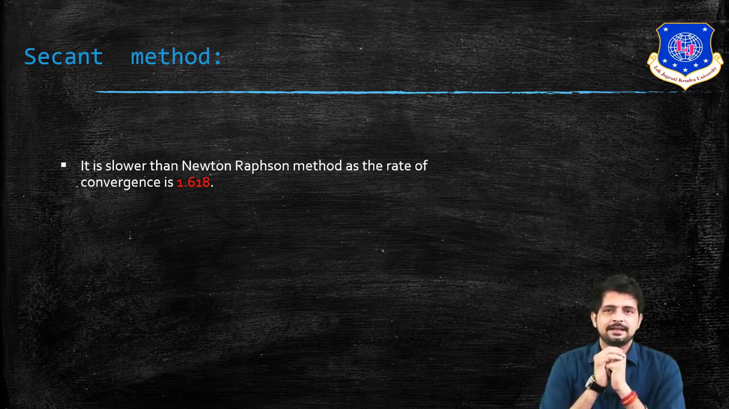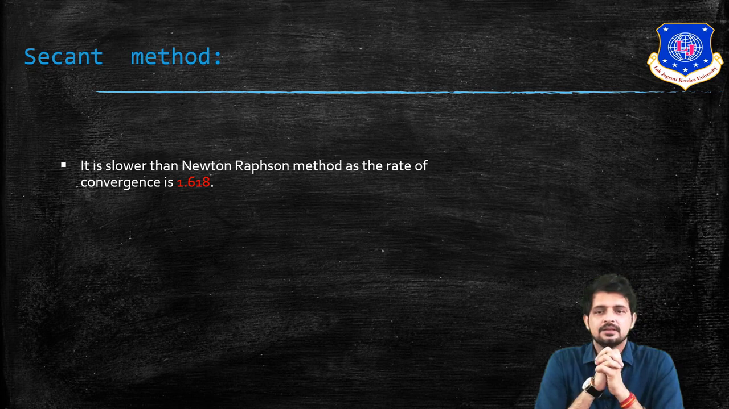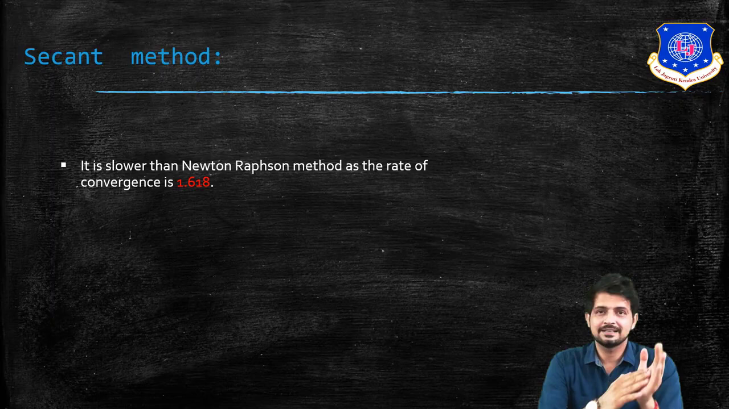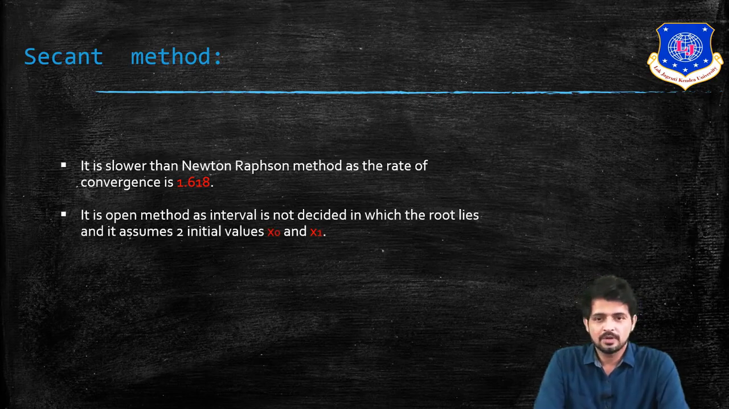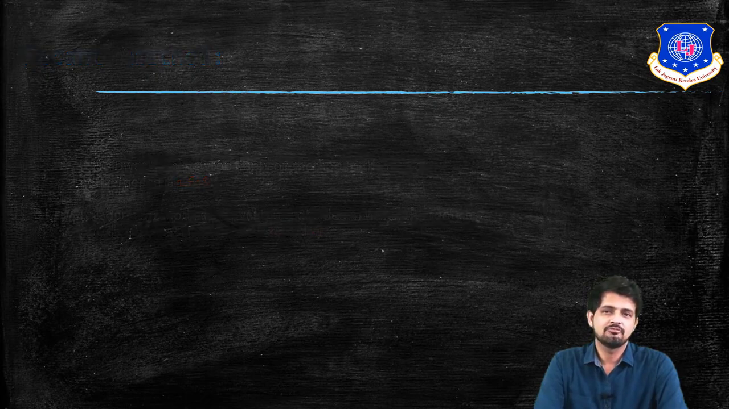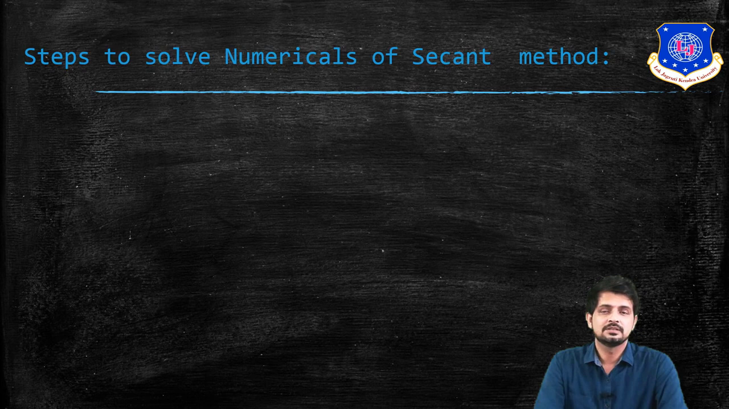See, this method is slower than Newton-Raphson method because the rate of convergence of secant method is 1.618 while the rate of convergence of Newton-Raphson method was 2. Okay, so this method is also termed as open method because we are not deciding the interval in which the root lies, we are deciding any two initial values x0 and x1. So this method is known as open method. So these are some of the features of the secant method. In the next slide, we are going to cover one numerical based on the secant method.